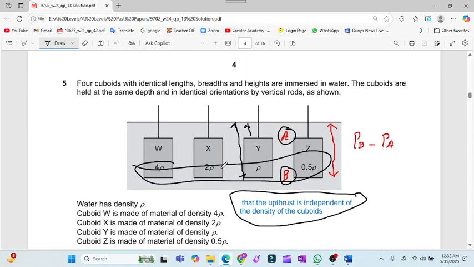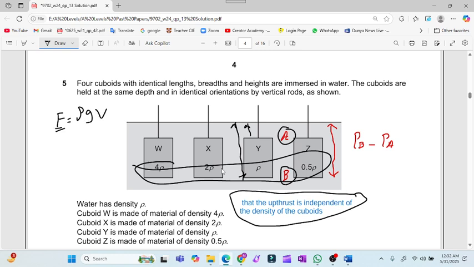So now the next question is that four cuboids with identical length, breadth and height are immersed in the water, but they have different density. Now this question is related with the upthrust. Upthrust is F that is equal to rho g V.